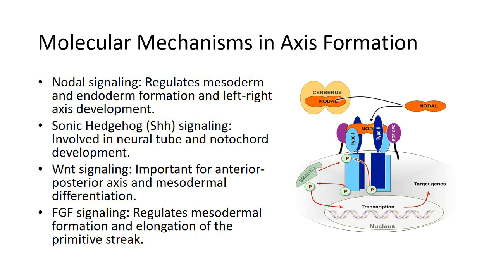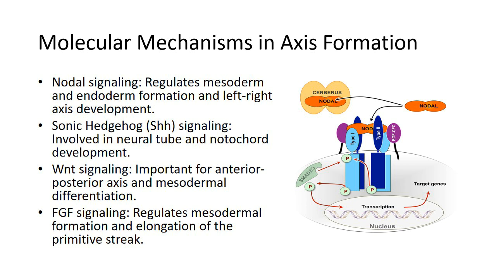Nodal signaling activates the transcription of genes that are responsible for mesodermal and endodermal specification and regulates the left-right axis patterning. Nodal gradients in the primitive streak guide the movement and differentiation of cells into the mesoderm, muscles, bones, circulatory system, and the endoderm, digestive tract, lungs.